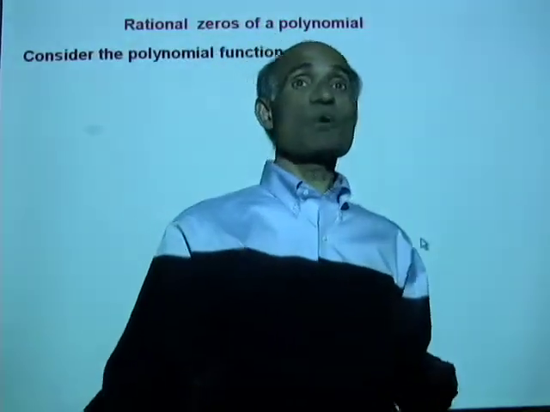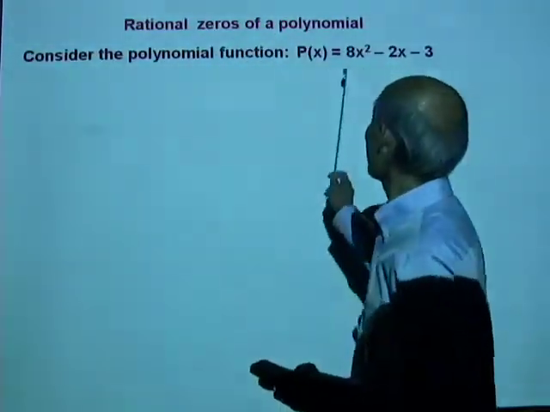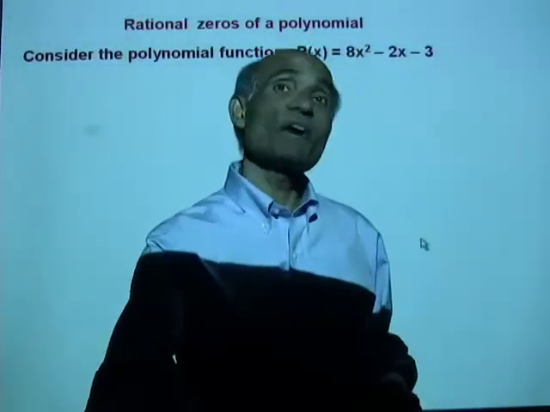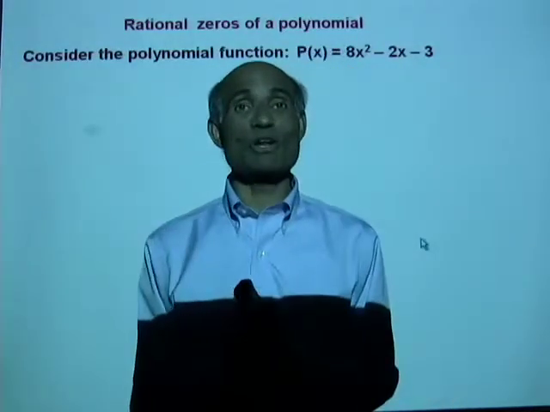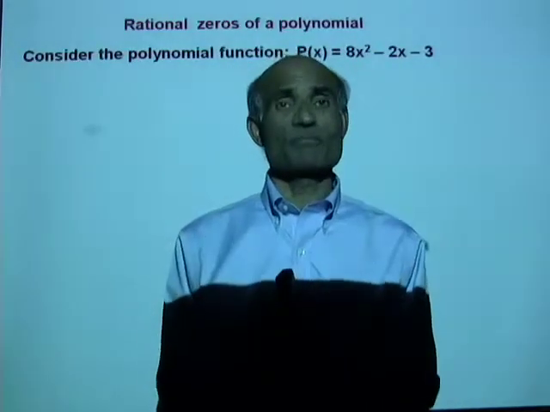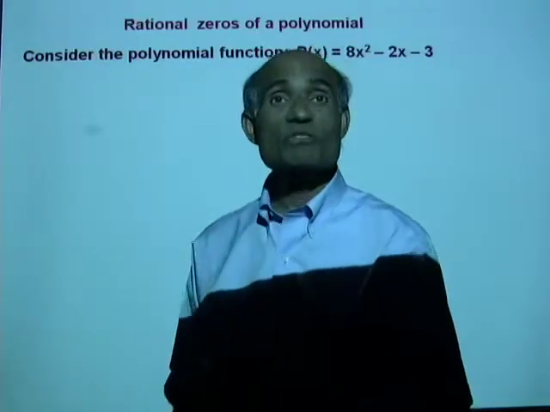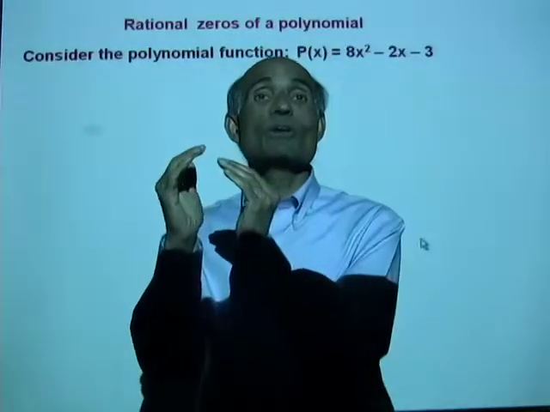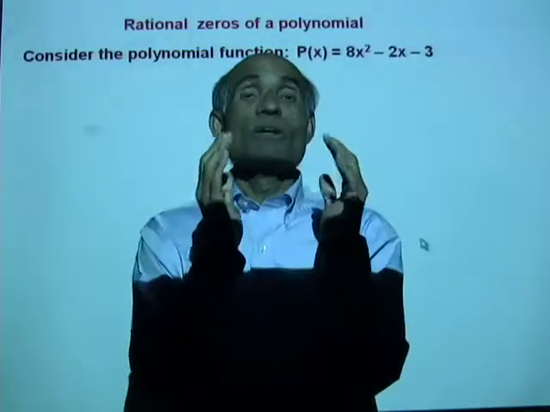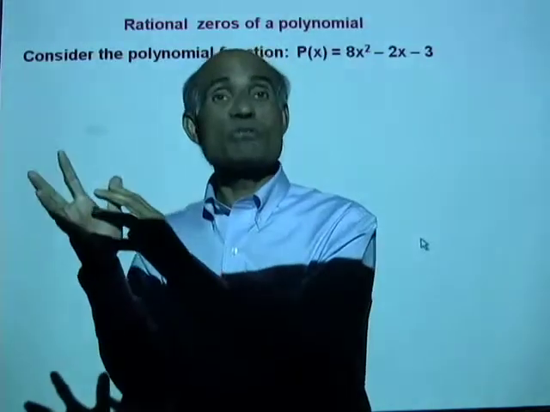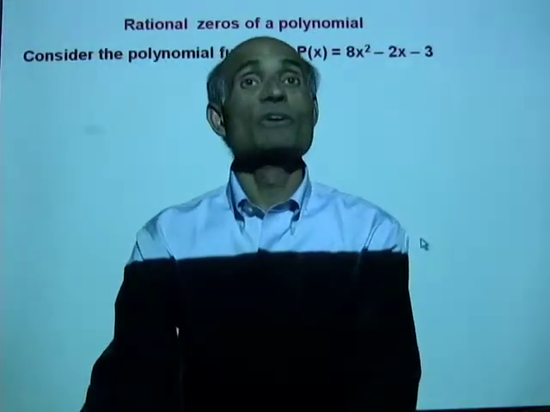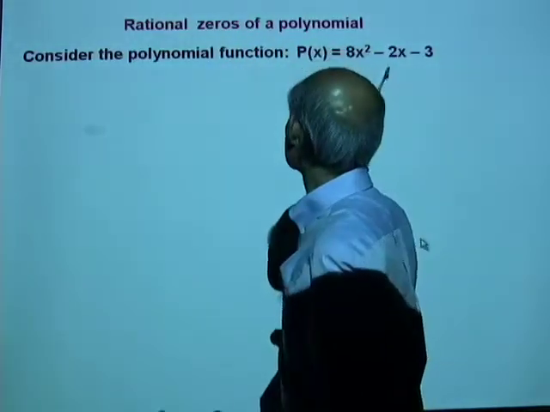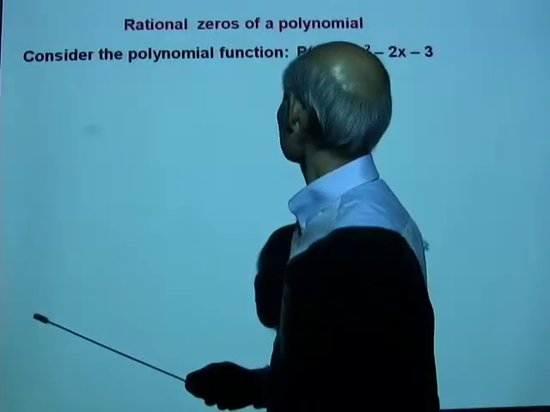Now, let's consider the polynomial function 8x squared minus 2x minus 3. If I ask you to find the zeros of this polynomial, what will you do? Remember, the best way to find the zeros of a polynomial is to see if you can factor the polynomial. If you can factor it, then set the factors equal to 0 and solve for x. We can find the zeros. Can you factor 8x squared minus 2x minus 3?